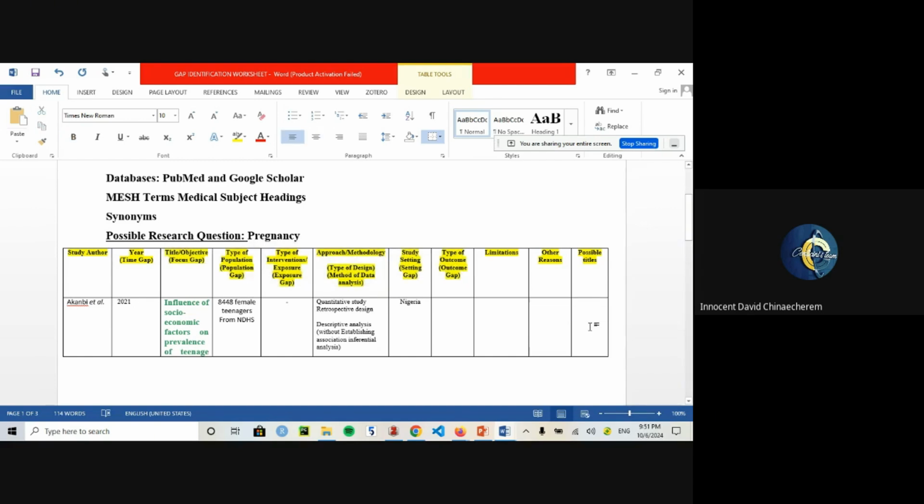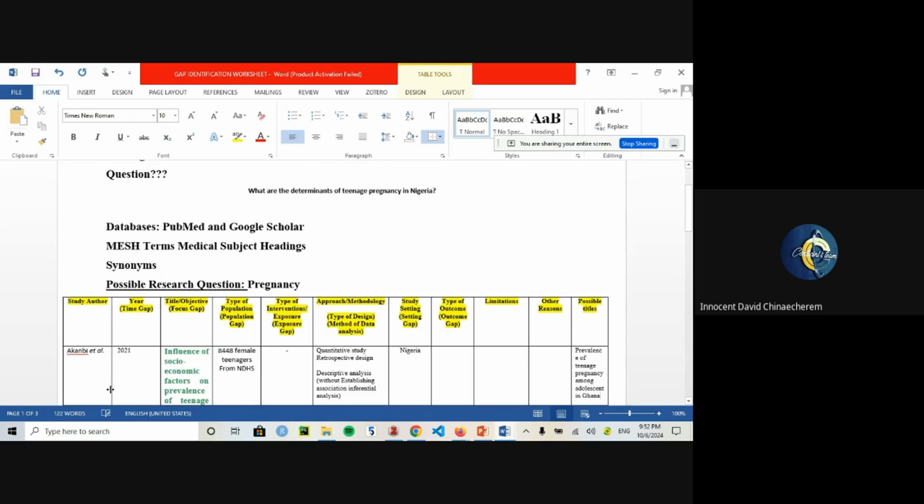Then it is now here that you will come up with possible titles. Oh, this looks at influence. That means, can we now look at the prevalence of maybe teenage pregnancy among adolescents in Zambia? Maybe only from here, maybe in Ghana. Following your full assessment, because you have to make detailed comments on each particular piece of information you pick from the paper.